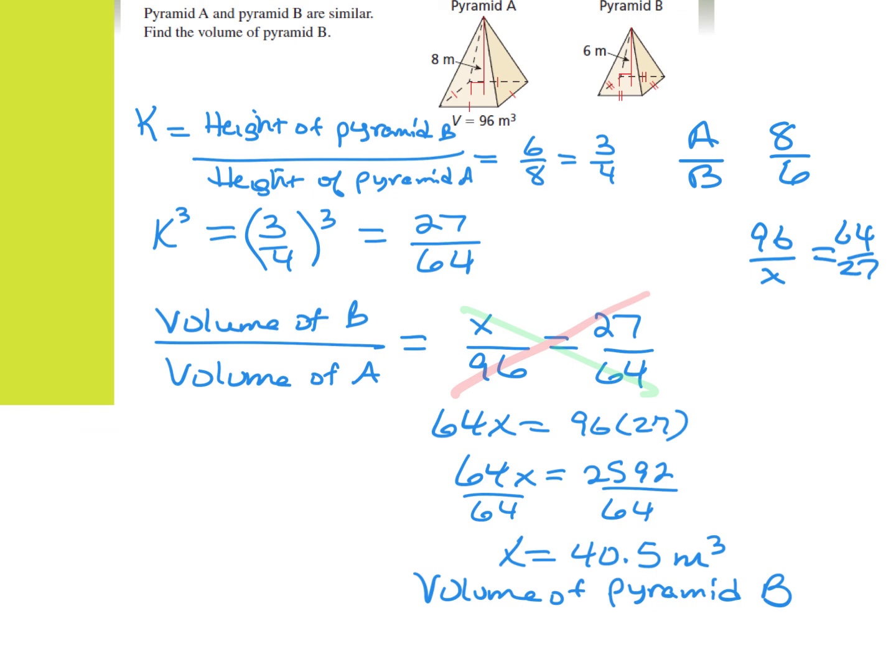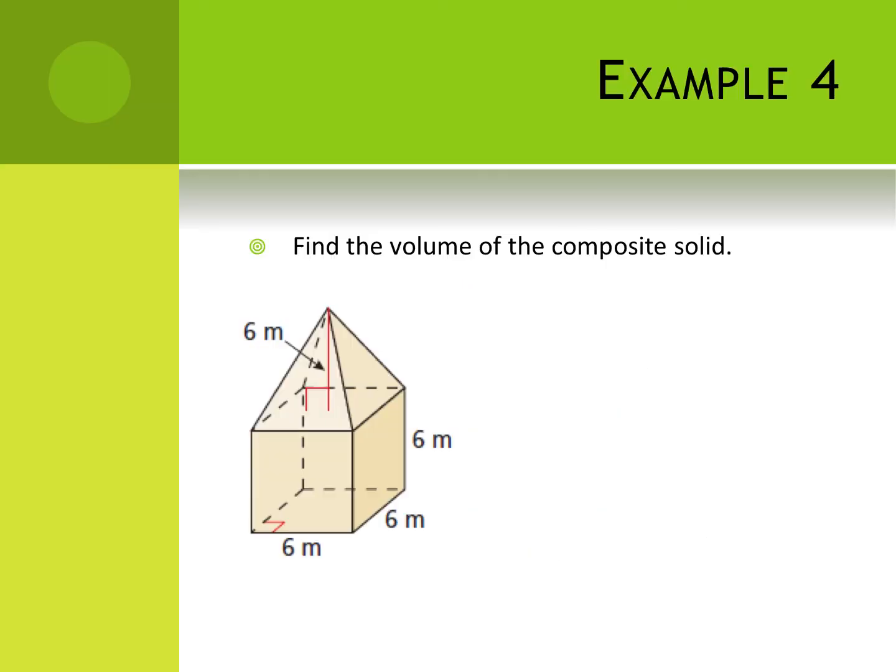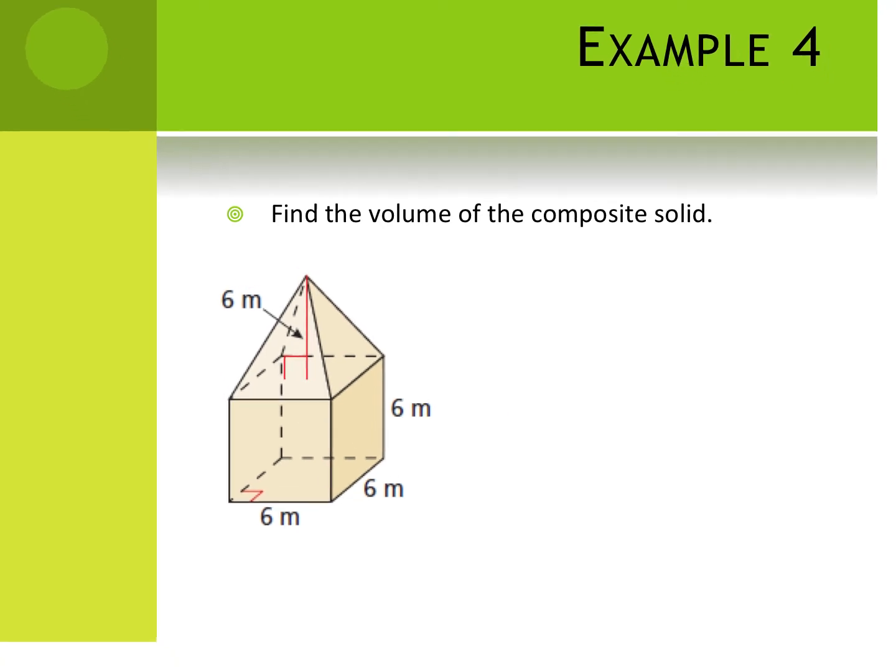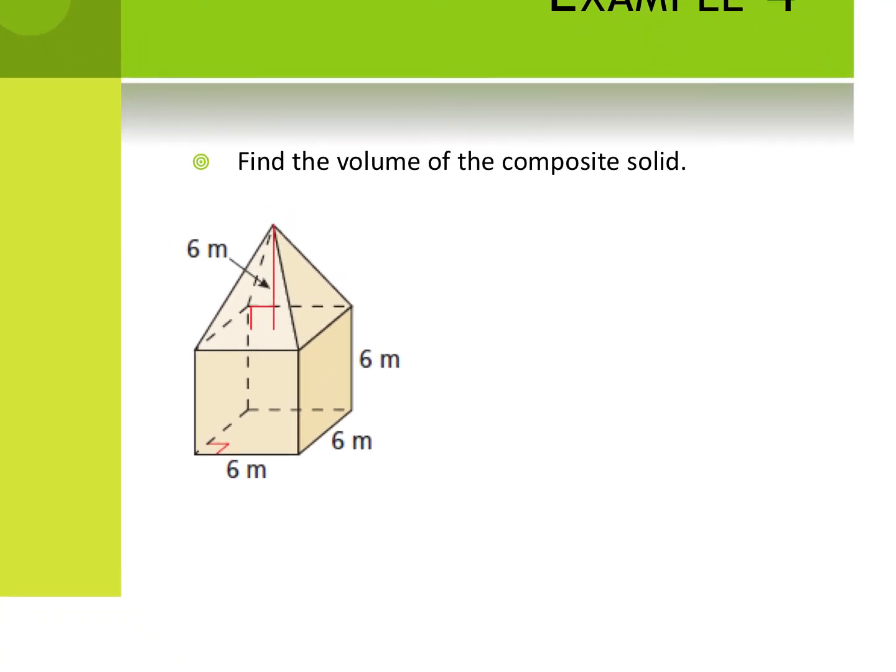All right, one last example. It's a composite solid. Whenever you have any kind of composite solids, generally you're going to be doing two different solid formulas. And then depending if it's got a hole in it, you would subtract. If they're stacked on top of each other, then you would do the two volume formulas separately and then add them back together. So this composite solid is composed of a cube and a square pyramid.